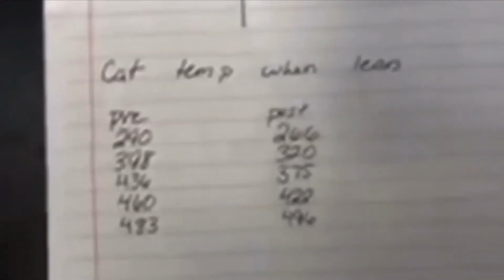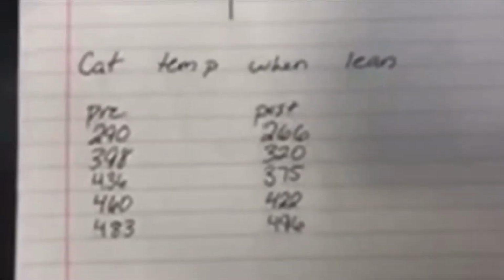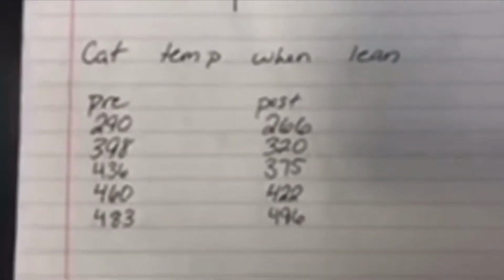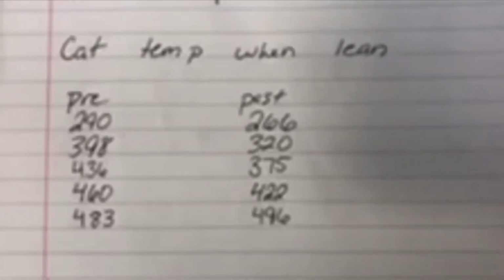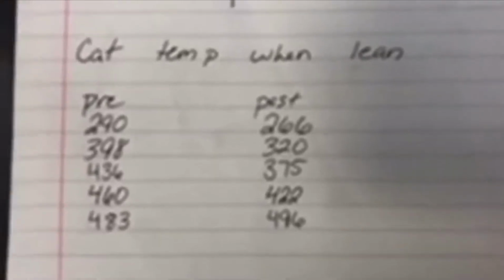And then with the lean condition, we can see that the temperature did increase over time, but the longer it ran, the closer the post-cat temperature got to the pre-cat temperature.